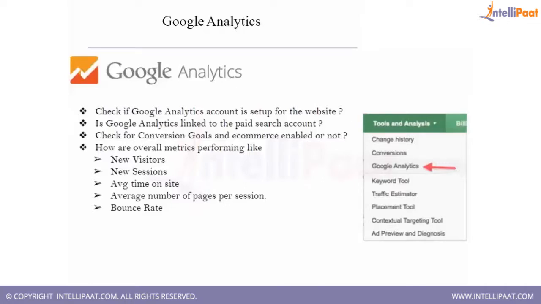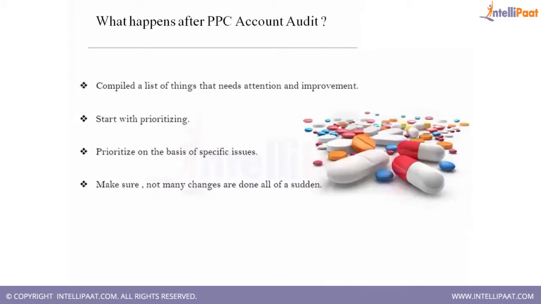When I say metrics, some of them are how many new visitors there were for a specific time period, how many new sessions, and the average time being spent on the website. That also needs to be checked, along with the average number of pages per session and the bounce rate. Is there an upward trend? Is the average number of pages per session improving? Are the new visitors and new sessions improving over a period of time? That is something which needs to be checked while doing a PPC audit.